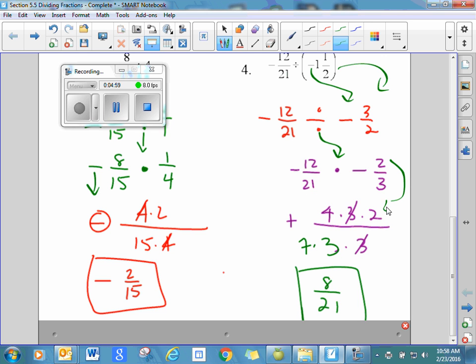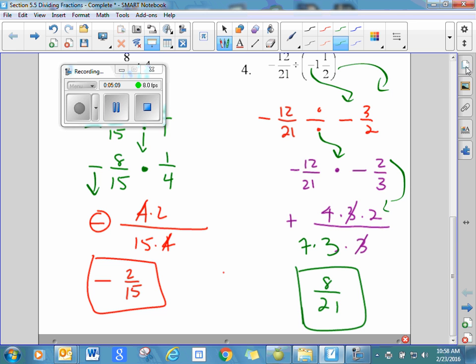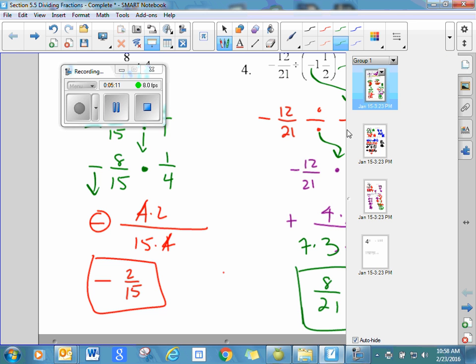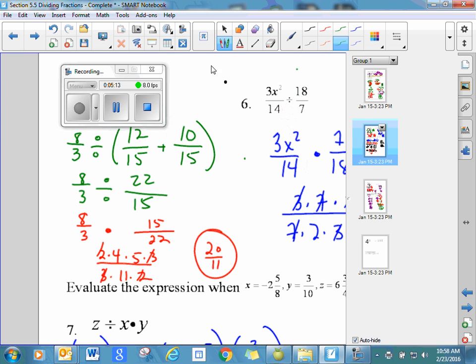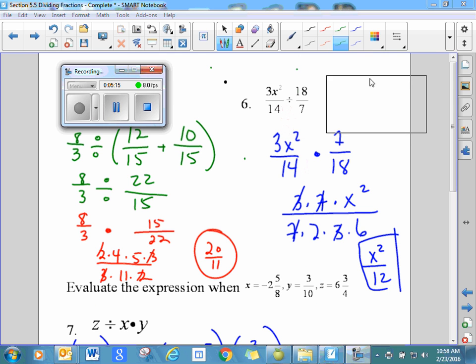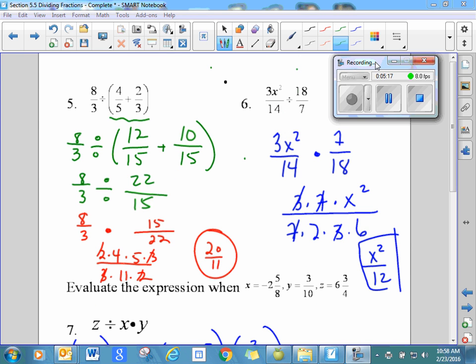21, 7 times 3, and there's the 3 from the second fraction. These 3's cancel, nothing else looks like it's going anywhere, and I've got 8 over 21. I hope you guys are thinking this is fairly easy. If you've got the multiplication of fractions down pat, this should not be very difficult.